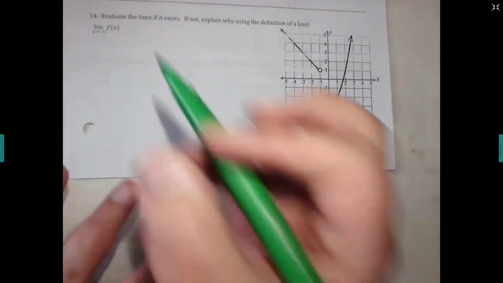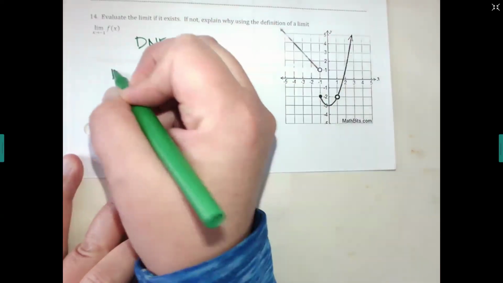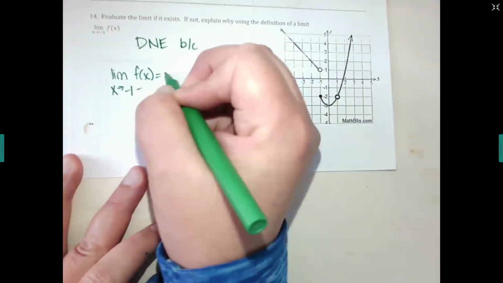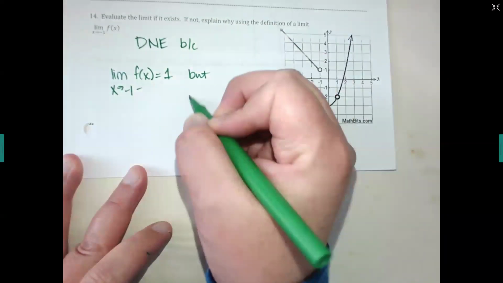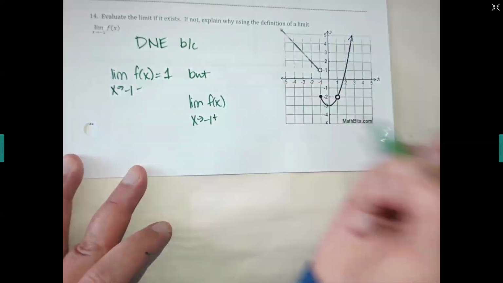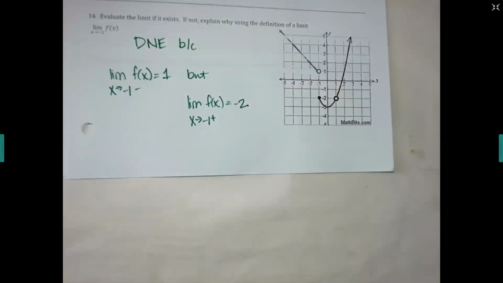Okay, I'm not going to do both of them, but I'll do the second one. So DNE because limit x approach -1 from the left is 1, but limit -1 from the right is -2. Okay, we feel like we got that? All right, turn the page. We're very close to taking a little break if you're feeling a little fatigued. Okay, so turn the page.